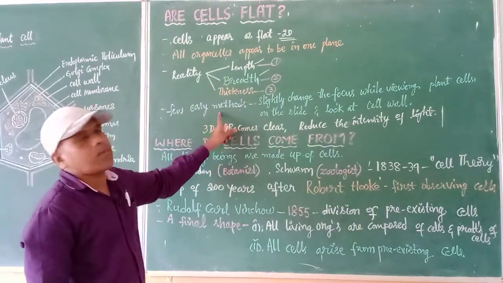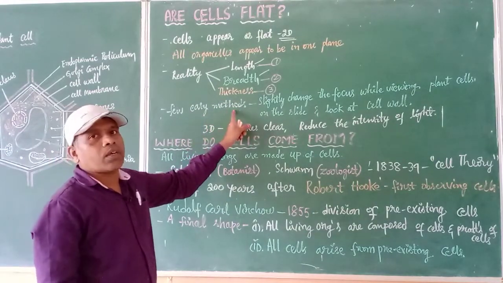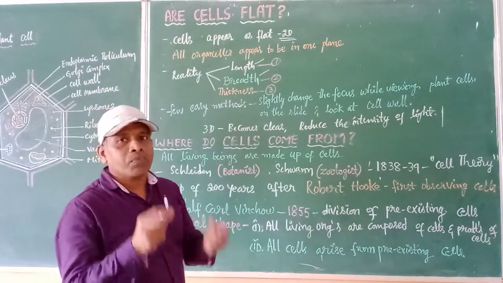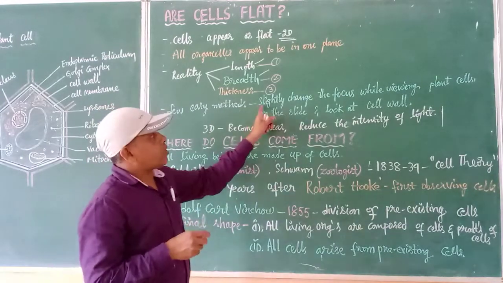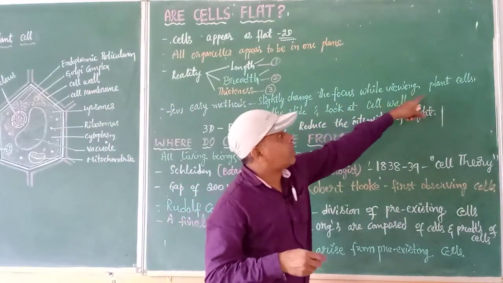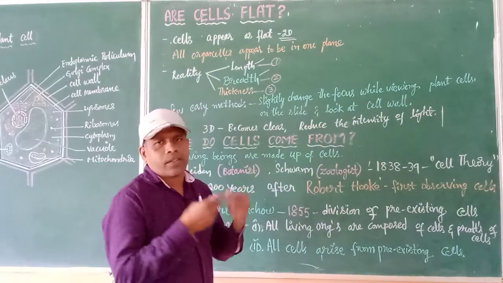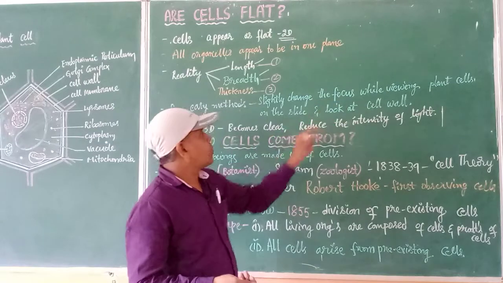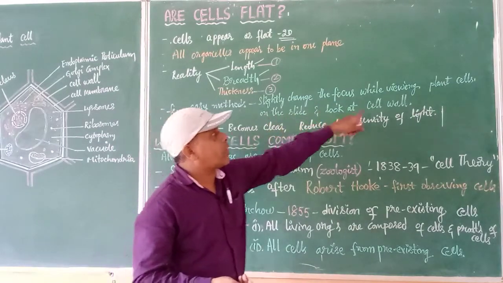Then what is the easy method? We have a few easy methods, small techniques we can use to observe the third dimension, that is the thickness. Slightly change the focus while viewing plant cells, animal cells, or any cell. We need to change the focus a little bit. Then look at the cell wall on the slide.